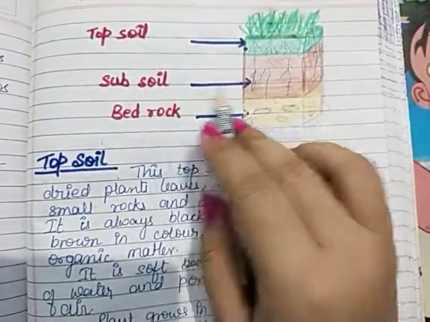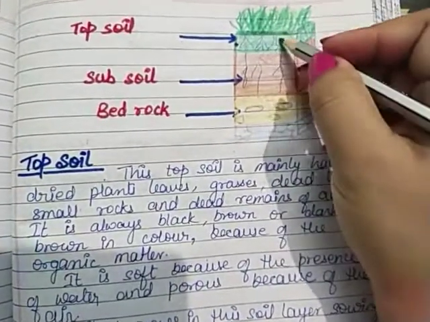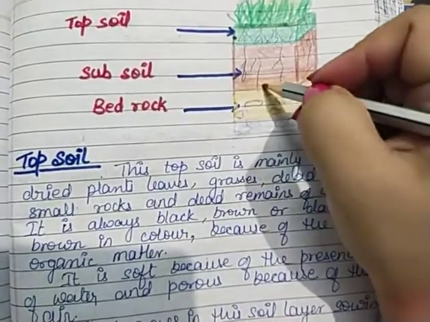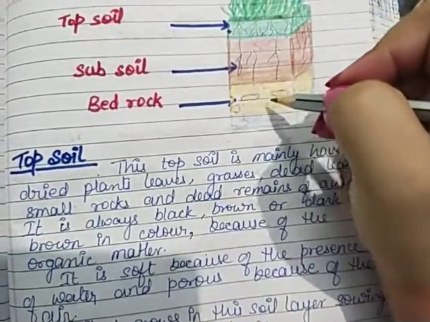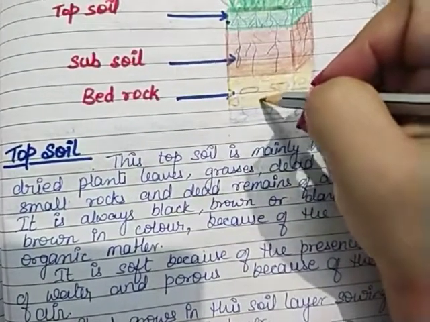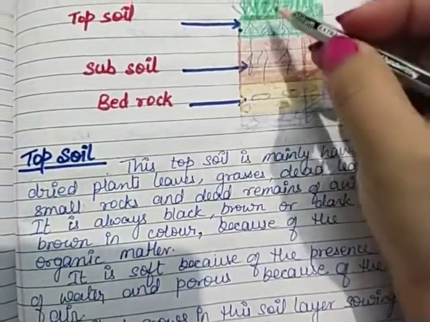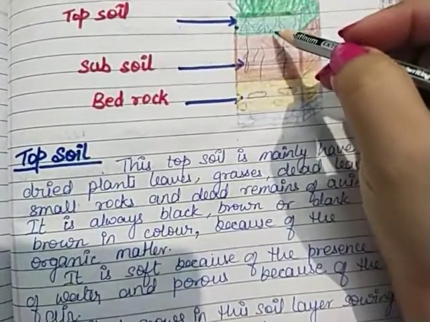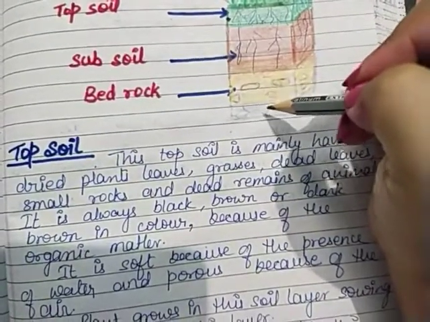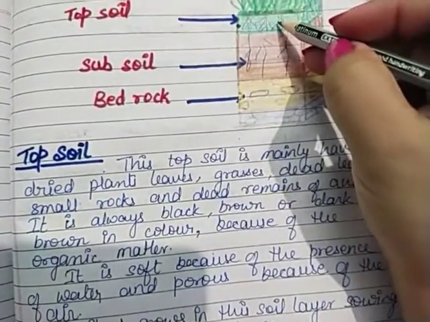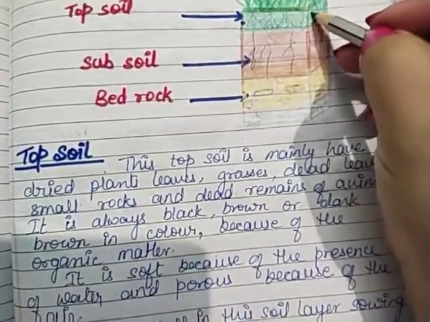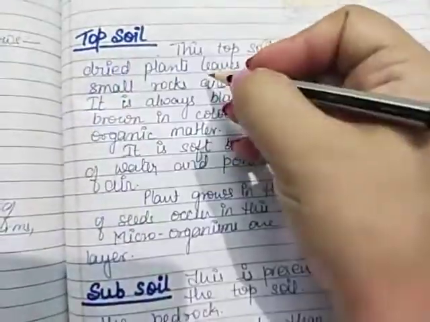Next is the subsoil. It is just below the topsoil. You can see the color of the subsoil, yes, brown color. Now the bottom layer of the soil is bedrock. So subsoil is below the topsoil and above the bedrock, whereas bedrock is the most bottom layer and topsoil is the uppermost layer. Okay, so let us start with the topsoil.